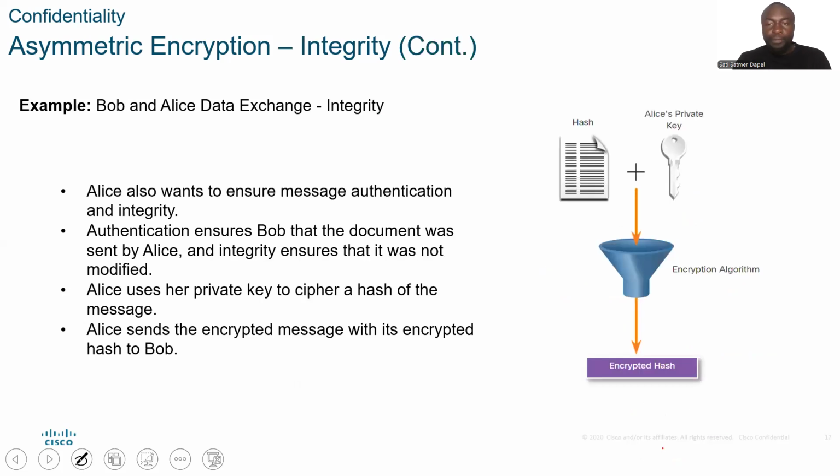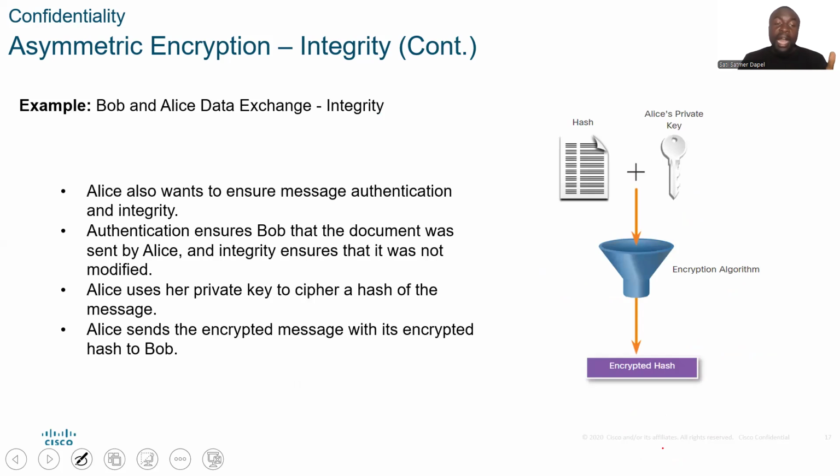But if it comes the other way, Bob and Alice will have to do the integrity exchange. Alice also wants to ensure message authentication and integrity. Authentication assures Bob that the document was sent by Alice, and integrity ensures that it was not modified.